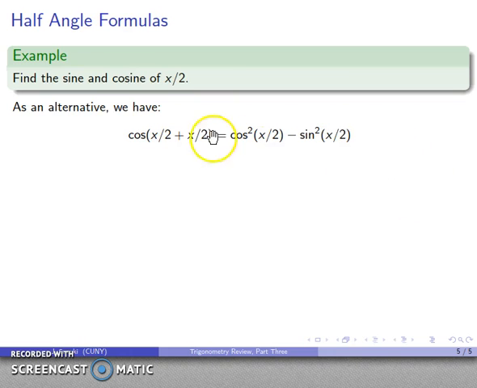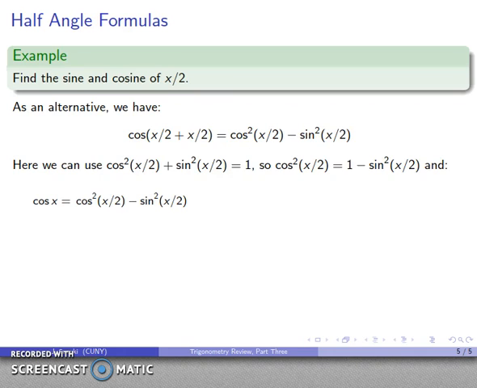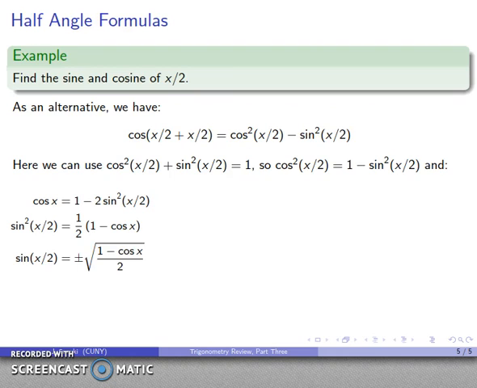So over on the left-hand side, we have cosine of x. Over on the right-hand side, we have our sine of x over 2. And we do have this cosine of x over 2 squared, and we need to get rid of it in order to be able to solve for sine of x over 2. Fortunately, we can always fall back on our Pythagorean identity, cosine squared plus sine squared equals 1, so cosine squared is 1 minus, and here's our sine of x over 2 once again. So that means our cosine of x equals this according to our double angle formula. I can eliminate that cosine squared, and I can do a little bit of algebra: sine of x over 2 is plus or minus the square root of (1 minus cosine x) over 2.